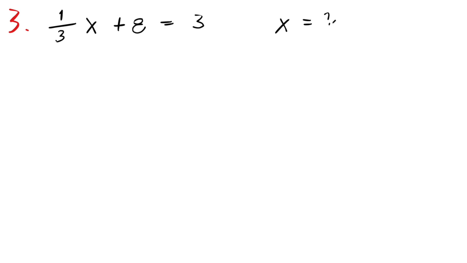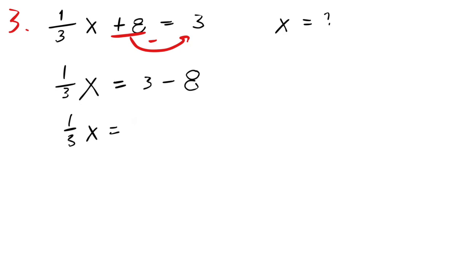Good. In this case, we must get rid of the 8, and so we pass it to the other side to subtract, leaving us with 1 over 3 times x is equal to 3 less 8. We already know that is less 5, right? Then what do we do? Since this 3 over here is dividing, we pass it to the other side to multiply. X will then be equal to less 5 times 3. And so less 5 times 3 gives us a value of less 15. That will be for the third case.